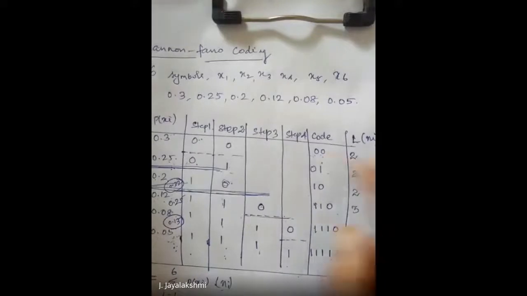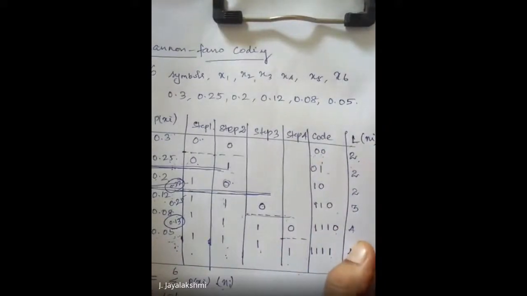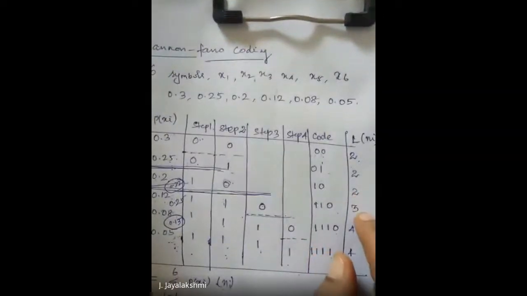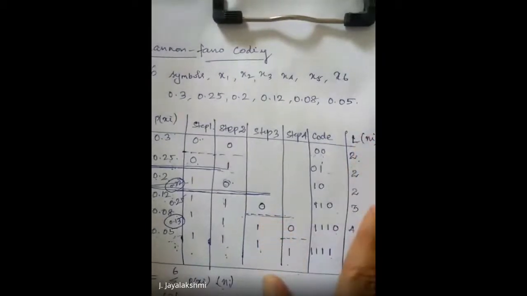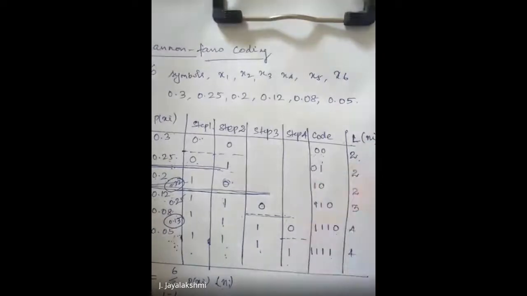And corresponding to that, you can write the code length also. The code length is Ni, or the individual length is taken as small l. So just count the number of bits in the code word. 00 is 2 bits, 2 bits, 2, 3, 4 and 4. So once you form this table, you can form the average length from the table itself.